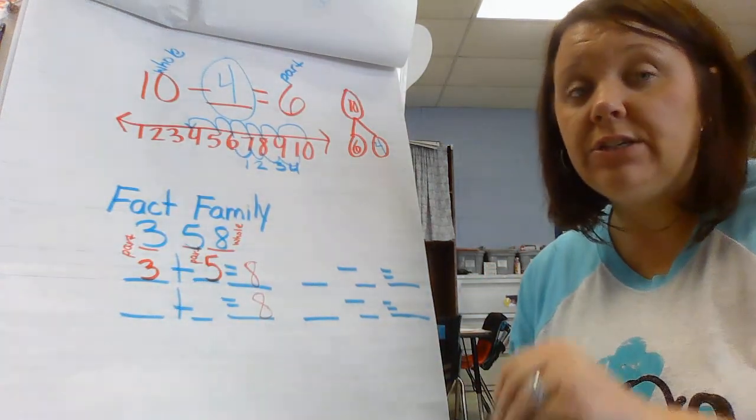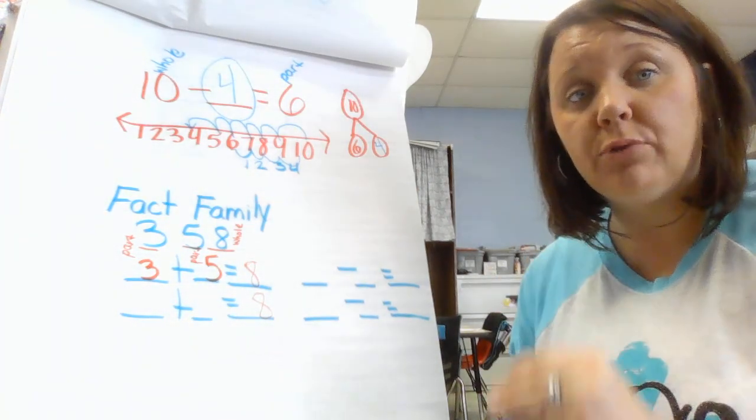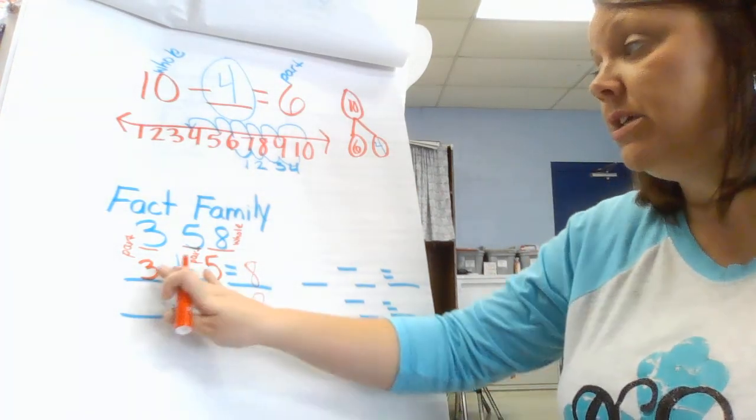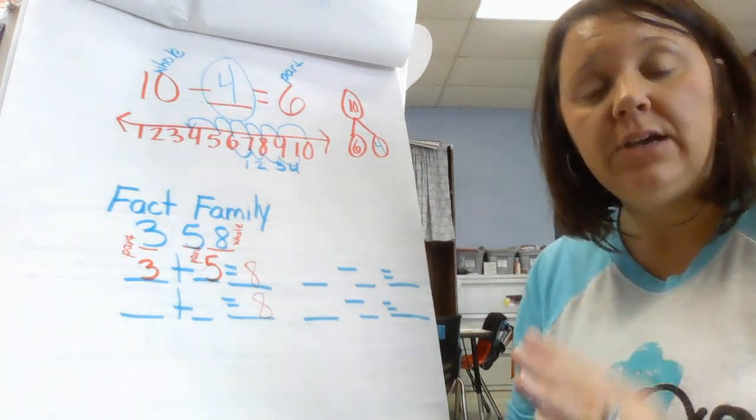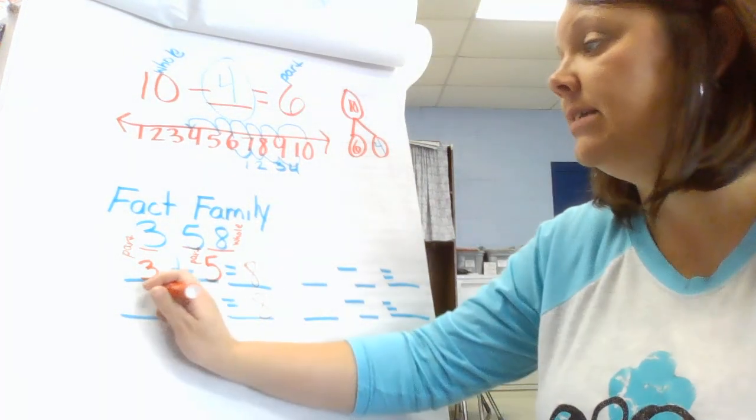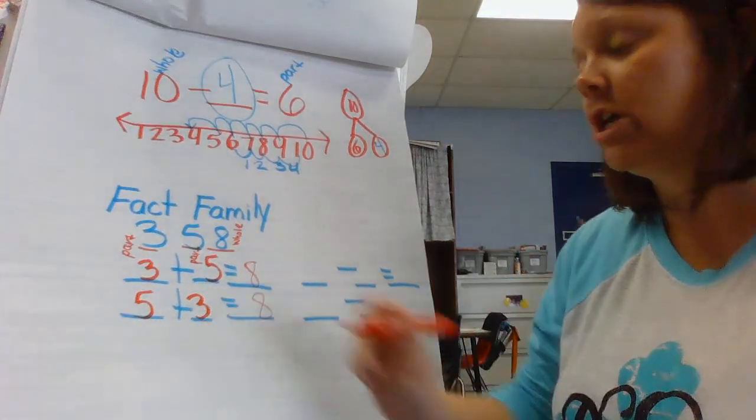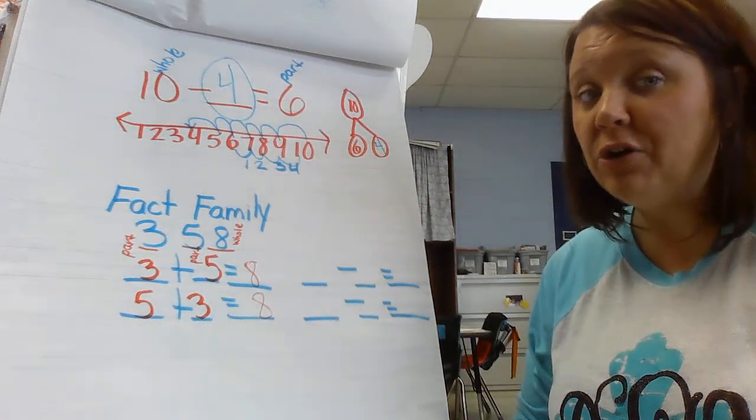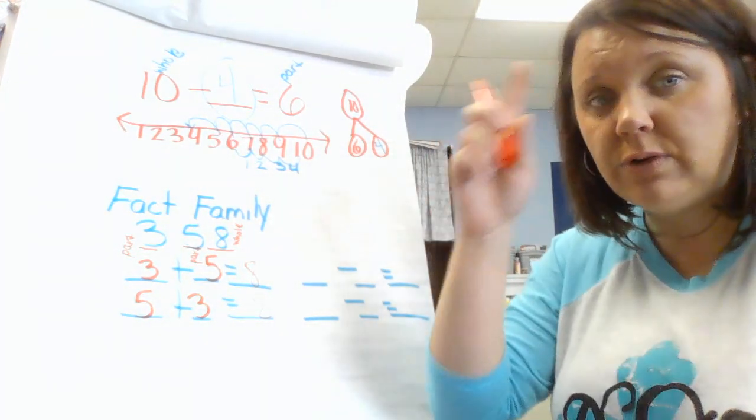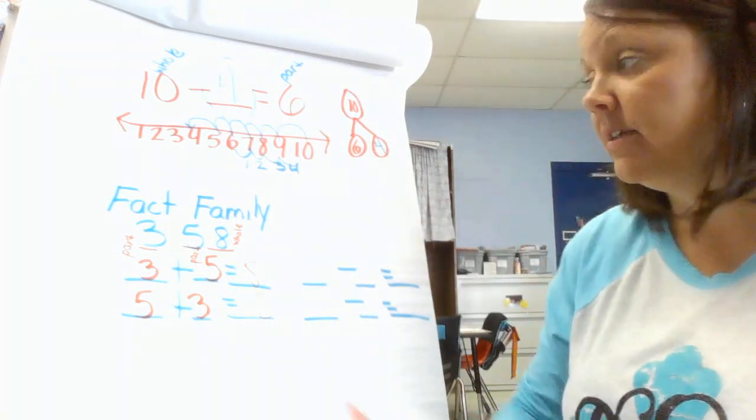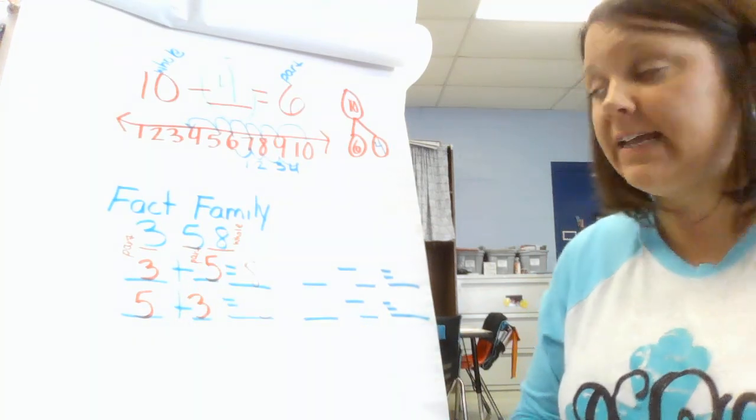Now, we also need to use those same digits in a separate addition sentence. We've already used 3 plus 5, so we cannot use that addition sentence again. We need to swap the digits and say 5 plus 3. We are working hard on fact families. We're working hard on addition facts, and this is one way to help you memorize your addition facts, that 3 and 5 are partners of 8.